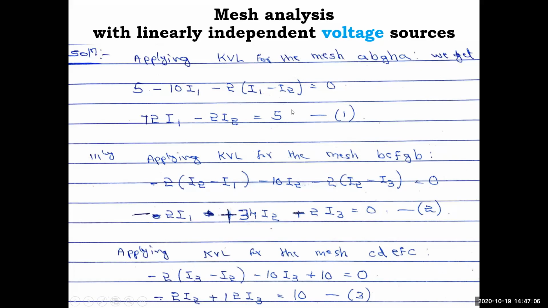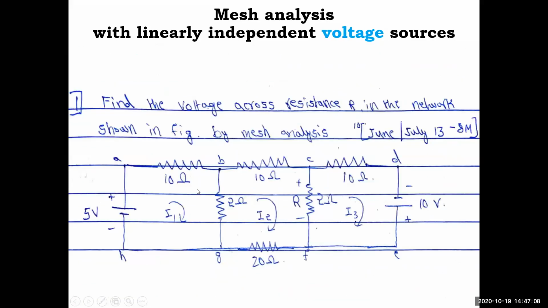Just to show you the generalized equation now. So generalized equation, what is that? Z11 I1 plus Z12 I2 plus Z13 I3. Z11 means self resistance, 10 plus 2, 12 I1. Next minus sign will come for mutual resistance Z12 I2, minus 2 I2. Z13 I3, so there is no common element between 1 and 3. That's why 0 I3 it will come, so it is not mentioned. Equal to E1. So E1 is 5 volt.